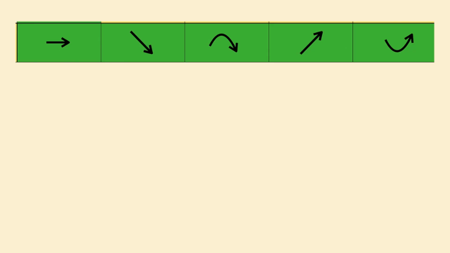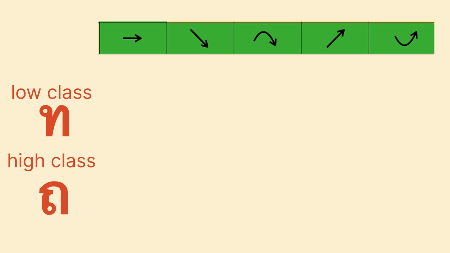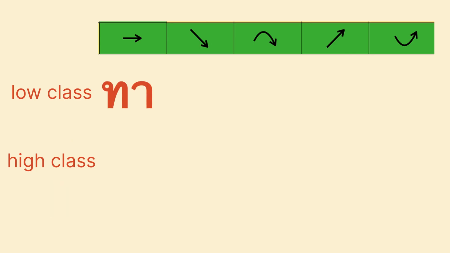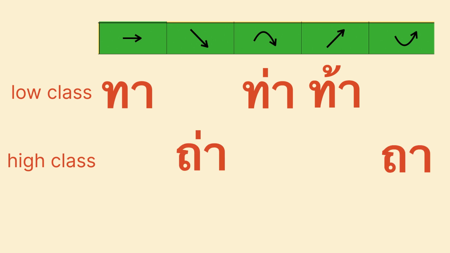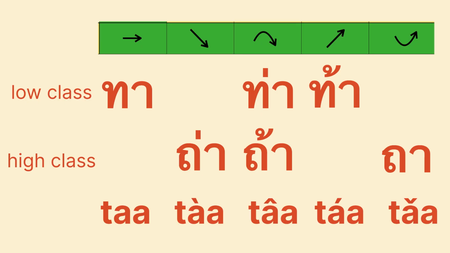How they work together is, you have the paired low class consonants. For example, you have tho thahan and tho thung. Tho thahan gives ta, ta, ta, and then you have tho thung, ta, ta, ta. You put them together, you get all 5 tones: ta, ta, ta, ta, ta.